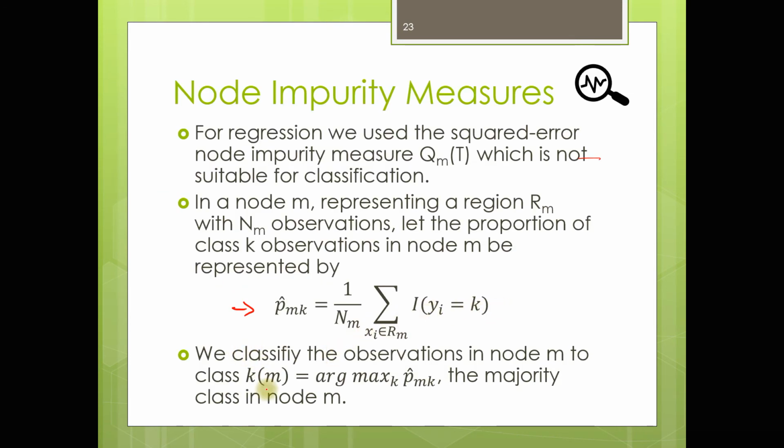But then there is something else that comes in now. Km is the argument that maximizes pickup mk with respect to k, right? And what is this? It means that, let's have a look at this.